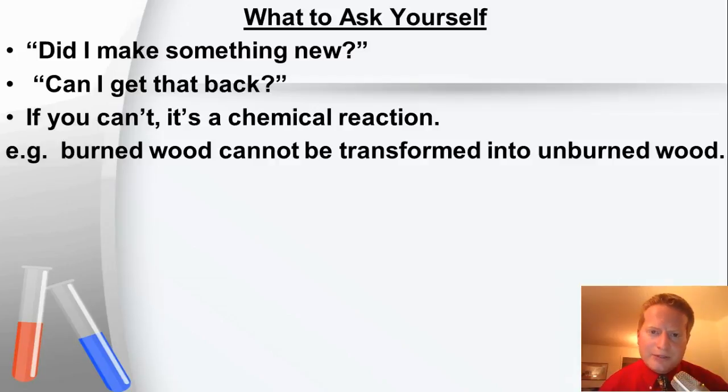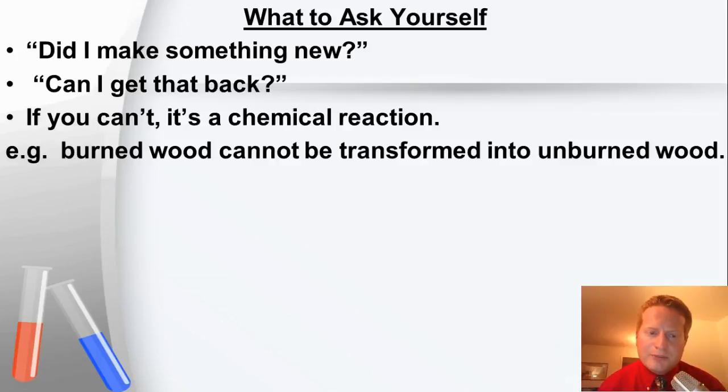So a couple things to ask yourself if you're not sure if it's a physical change or a chemical change. One is, did you make something new? So every time you look at a change, if it made a new substance, then it is absolutely a chemical reaction. If no new substance was made, if you ended up with the same substances you started out with, they just got moved around or changed in form, state of matter, then that's a physical change.